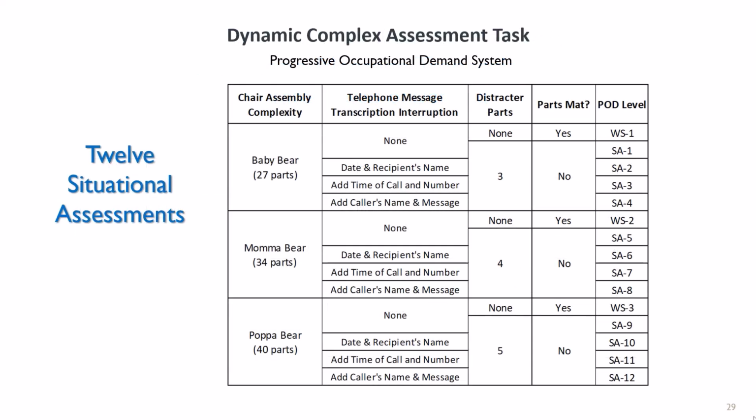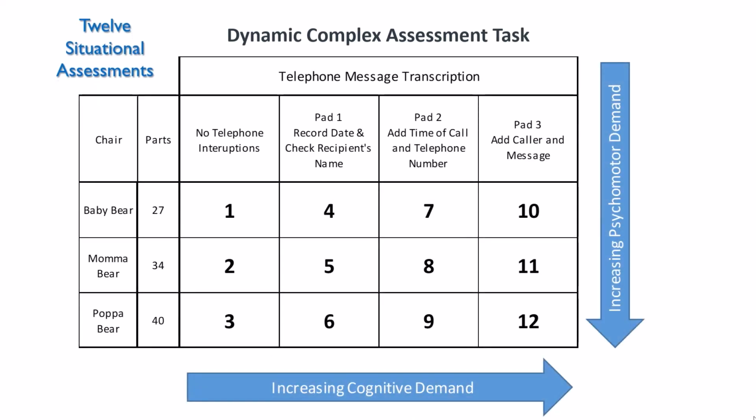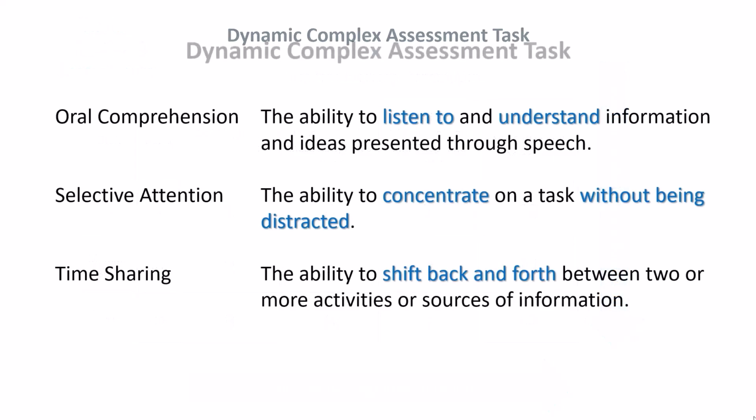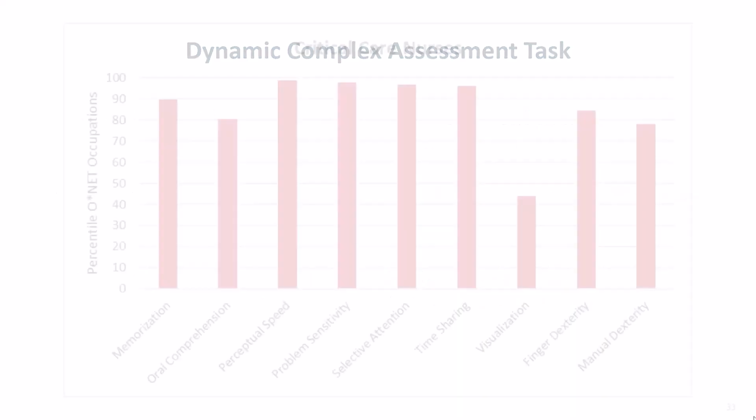On this basis, we have a combination of 12 situational assessments and 3 work samples that we can administer. This provides us with an increase in cognitive demand and an increase in psychomotor demand that the evaluator and therapist can have control of. By increasing the complexity, we increase the demand on a graduated basis. So I think you can see now how we address oral comprehension and selective attention and time sharing with the DCAT. The DCAT allows us to come up with estimates of the person's ability in these 3 areas, plus the other 6 areas we've been discussing.